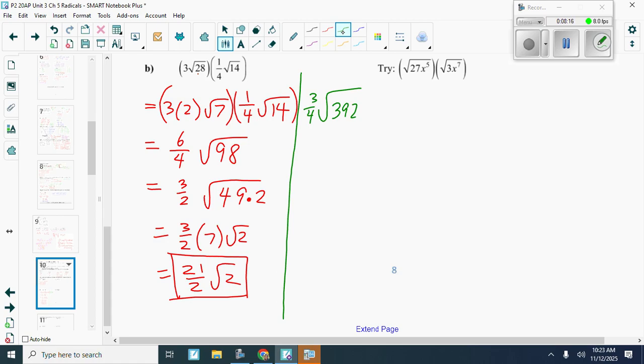2 and 49. Let's see, 14. 196. So this would be 196 times 2, and the square root of 196 is 14. And then we still get the same answer.